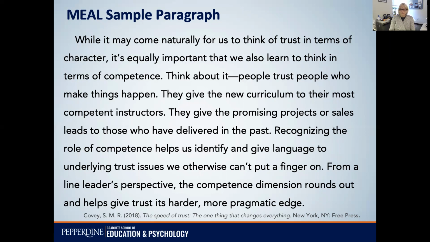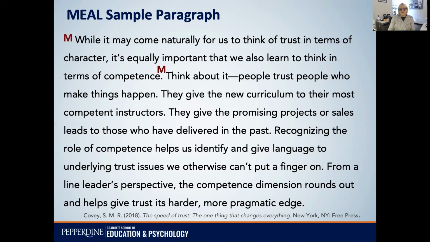So now let's analyze this paragraph. First, we have a good M here. So the idea, first of all, is that this author is transitioning from the previous section on character and how trust is built through character, and then moves on to this idea of competence, which you can see is then repeated. That key word is repeated throughout the paragraph, a great way to provide that flow or coherence.